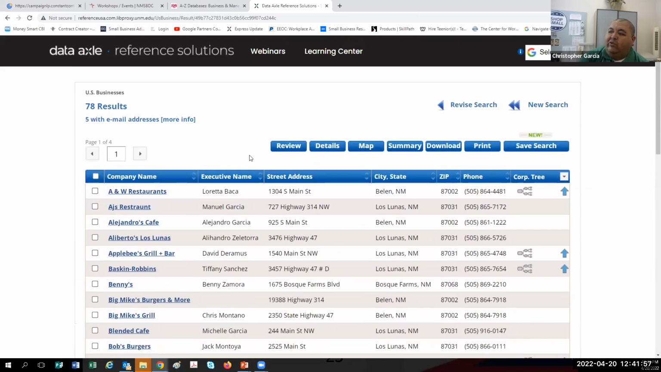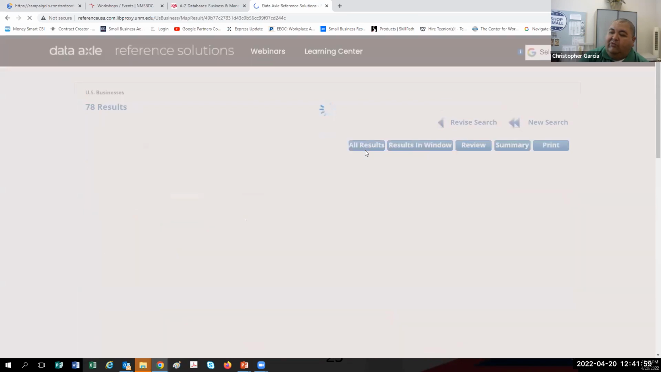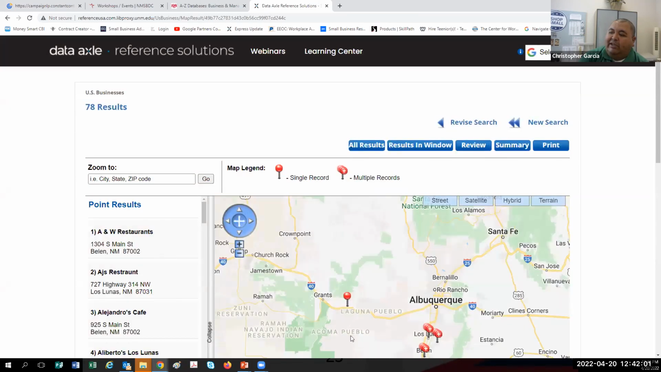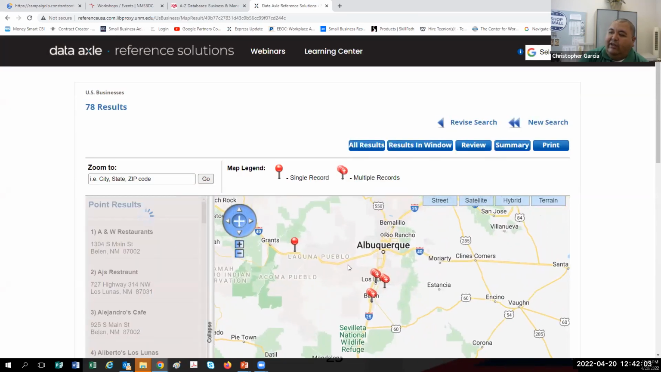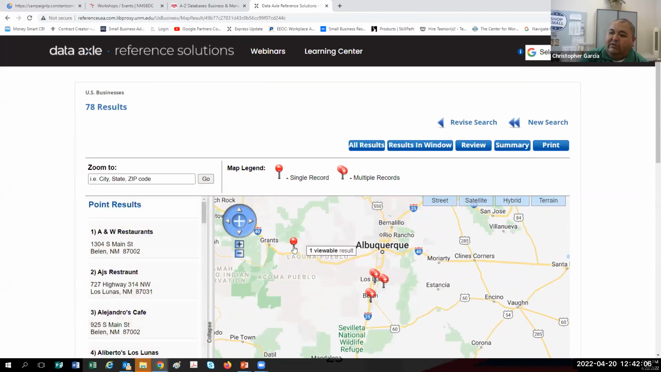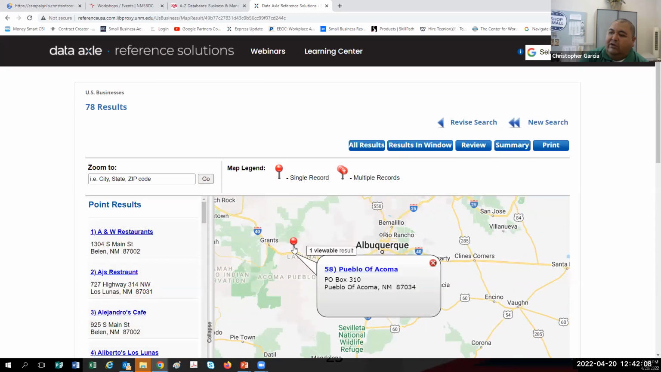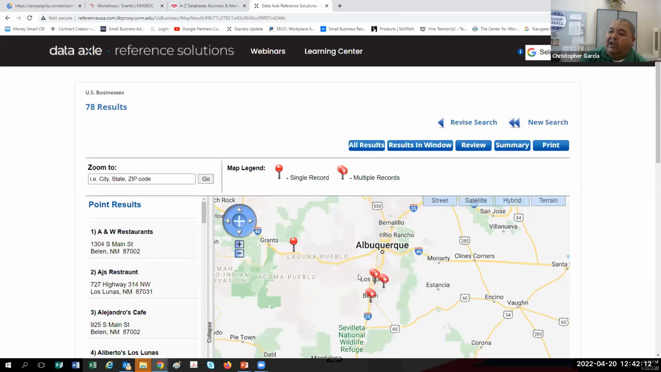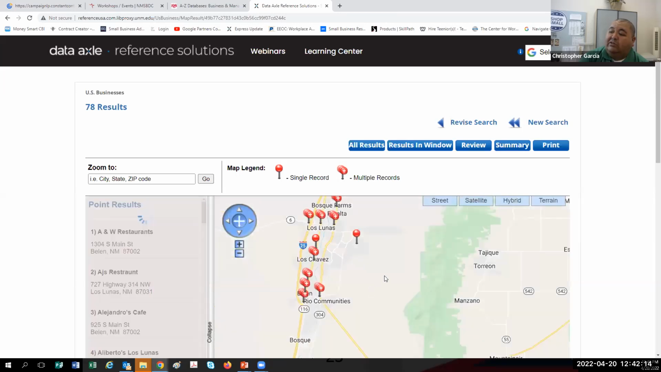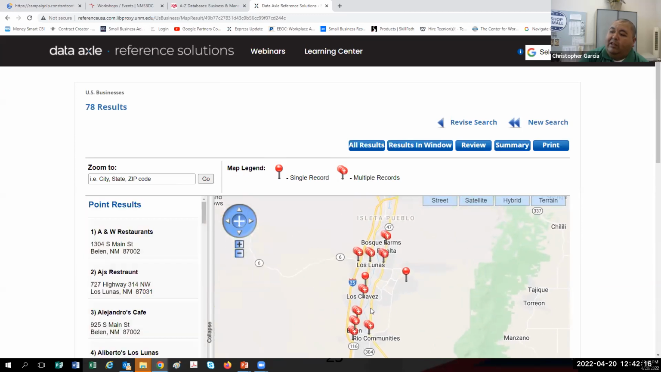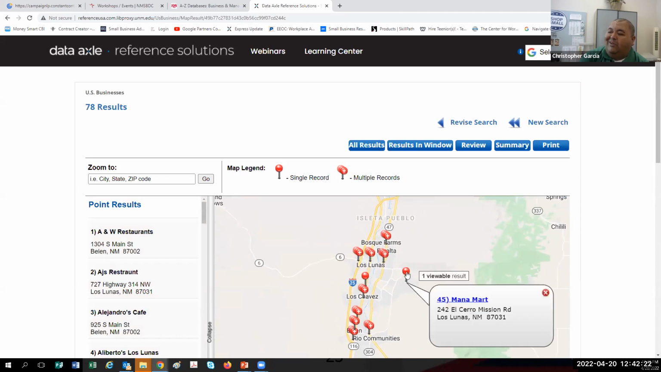If I wanted to view where these restaurants were on a map in Valencia County, I could do that. Oh, look, there's one in Laguna. What's in Laguna? Oh, Acoma. There's one restaurant in Acoma. But we could see where the restaurants are concentrated. Probably on the main drags in Los Lunas and Belen. What's this restaurant here? Manamart. Oh yeah, they have pizza there.